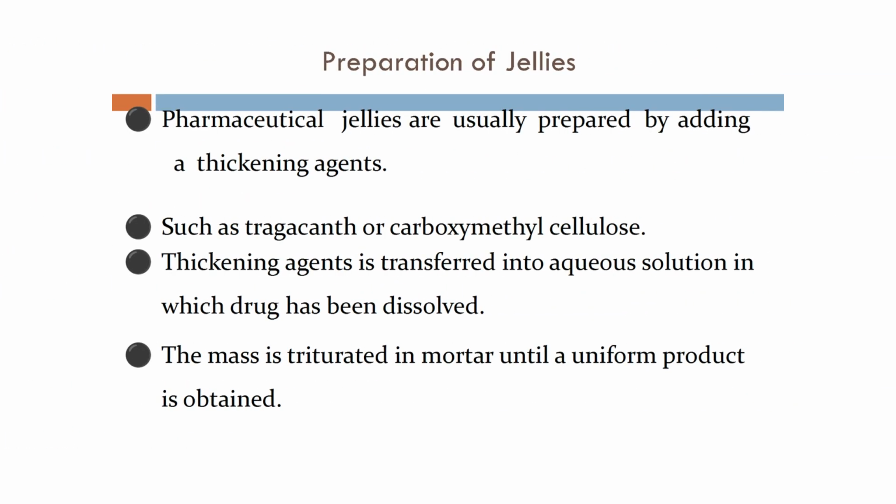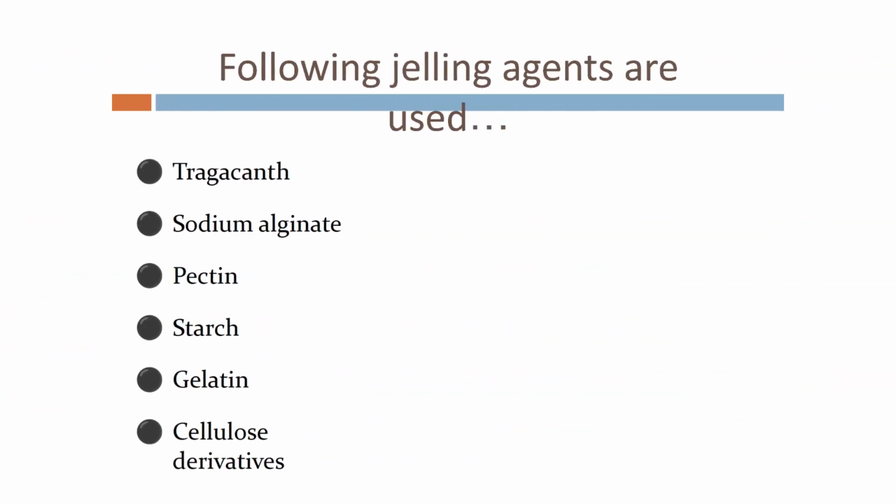So how are these jellies prepared? Pharmaceutical jellies are usually prepared by adding a thickening agent, such as Tragacanth or carboxymethylcellulose, into an aqueous solution where the drug has already been dissolved. The entire mass is then triturated in a mortar until a uniform product is obtained. Several gelling agents are specifically used for jellies. These include Tragacanth, sodium alginate, pectin, starch, gelatin, and various cellulose derivatives.